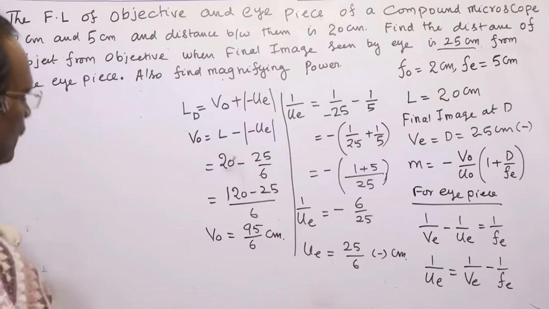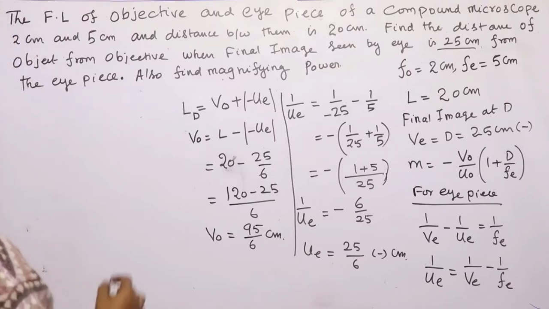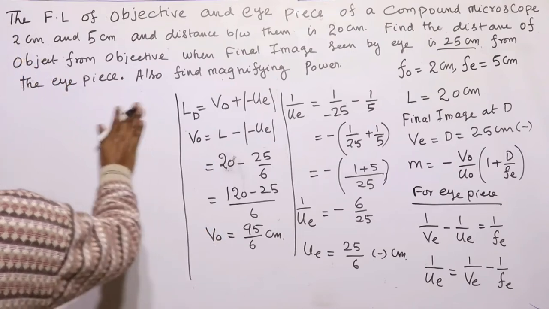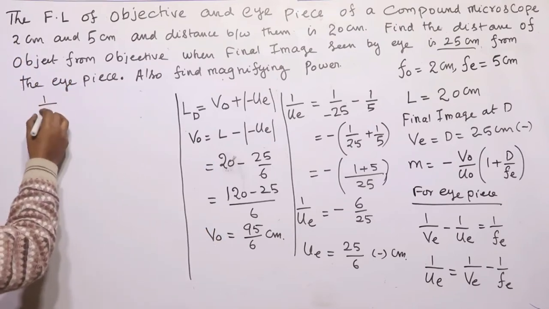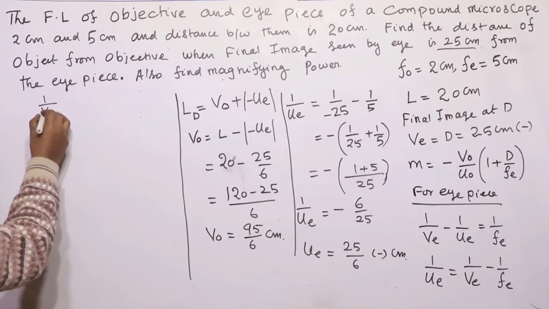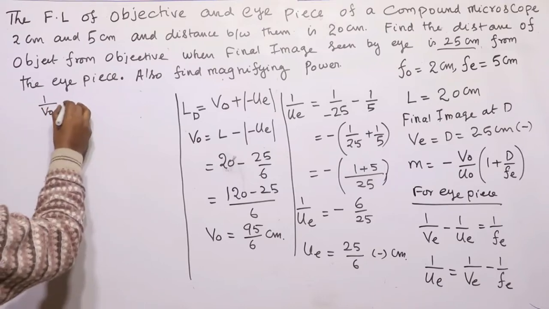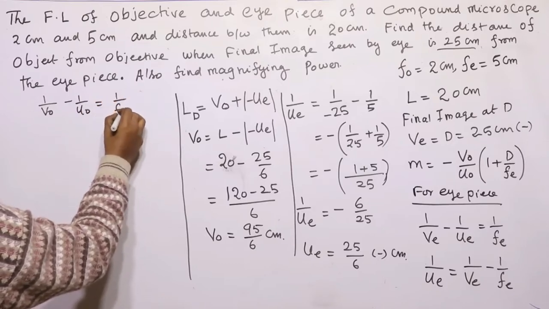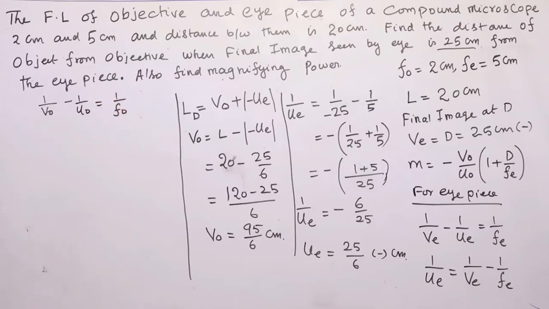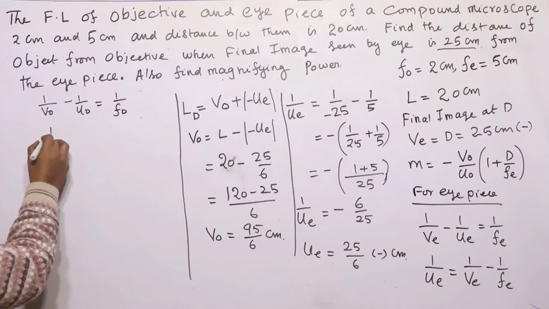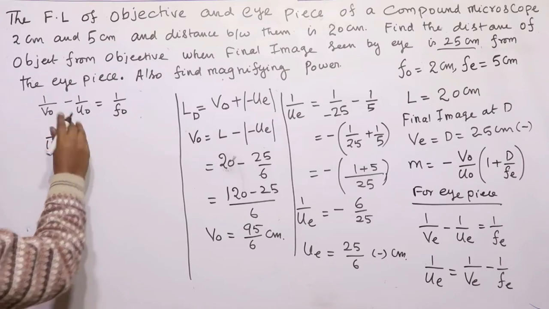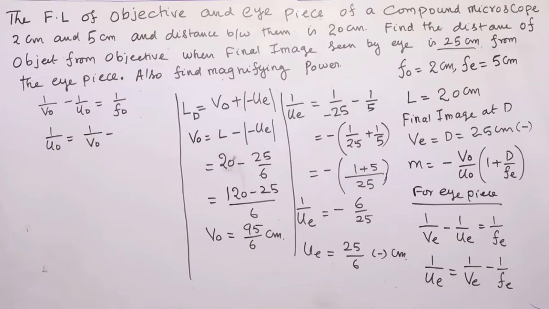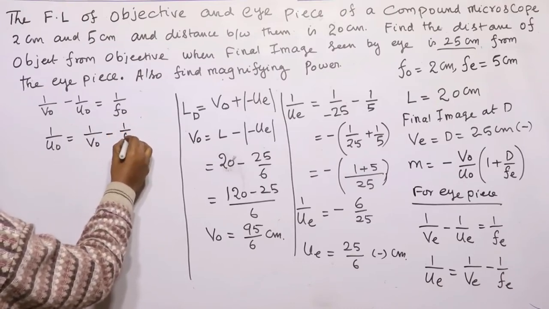Now we have to find out U naught. Using the lens formula for the objective, 1 by V naught minus 1 by U naught is equal to 1 by F naught. So 1 by U naught, taking it to the other side, is 1 by V naught minus 1 by F naught.